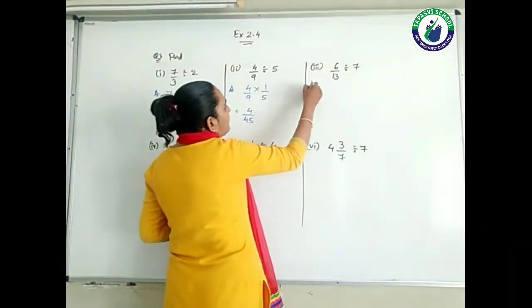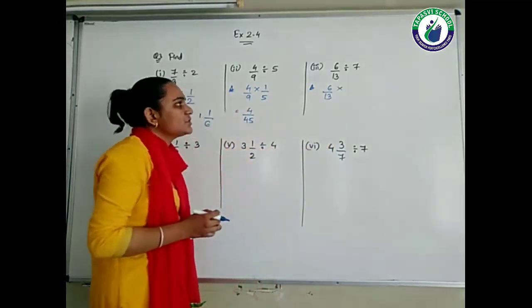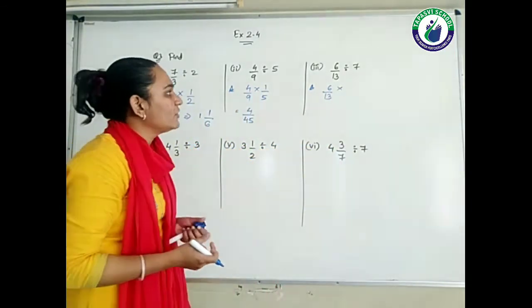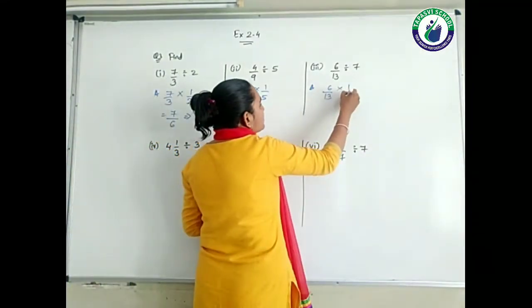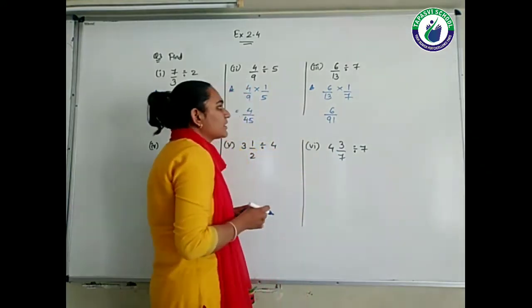Next one, 6 upon 13, division sign convert into multiplication sign, and 7 is there, so we will do the reciprocal of it. We'll get 1 upon 7, students. So 6 ones are 6 and 13 sevens are 91, right?